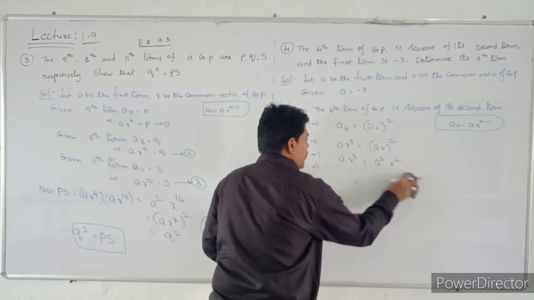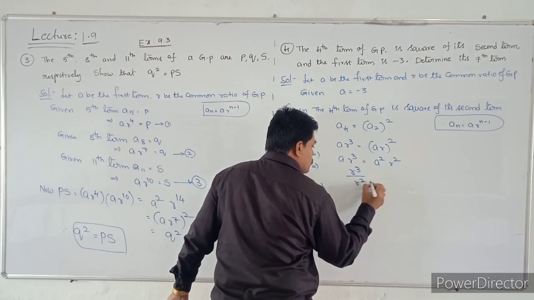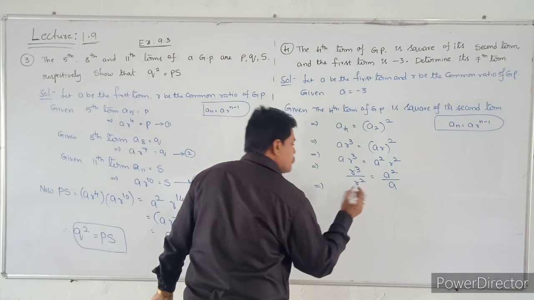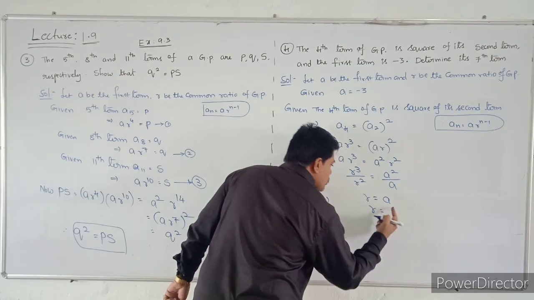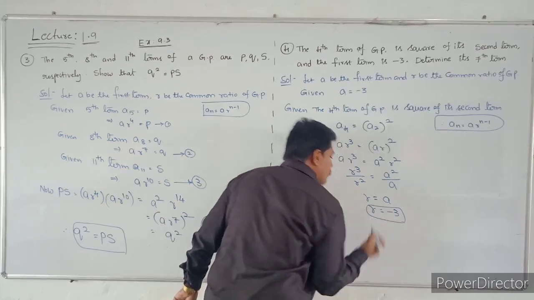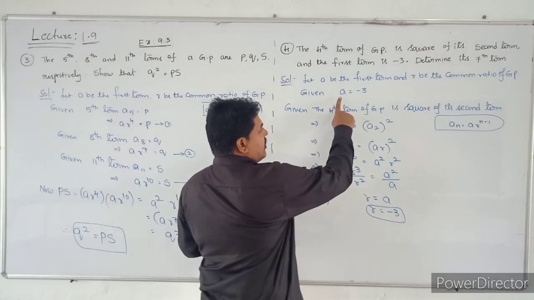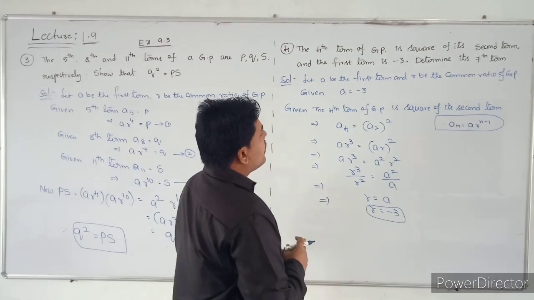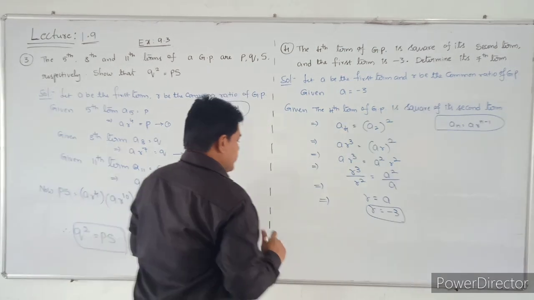That implies, I will write one more step here. R cube by R square is equal to A square by A. It is easy to take. So R is equal to A, and the A value is minus 3, so R is equal to minus 3. They have given the A value as minus 3, and the R value is also minus 3. After reading this, what is the question they are asking? We have to calculate the seventh term.